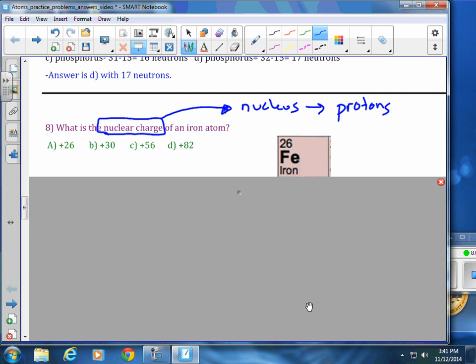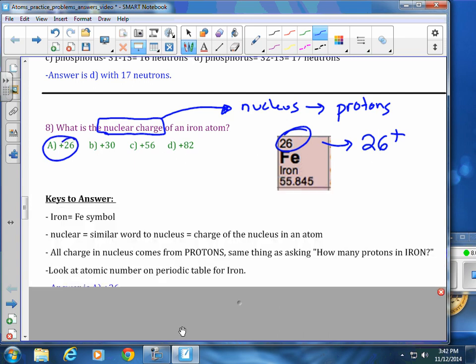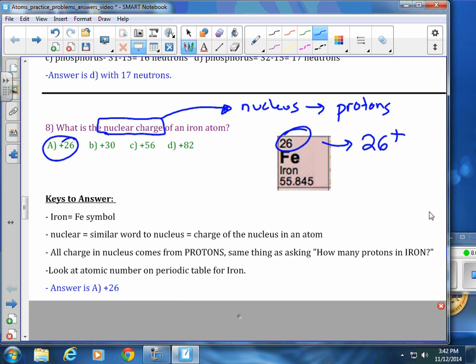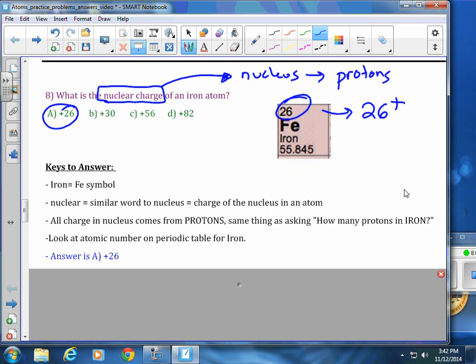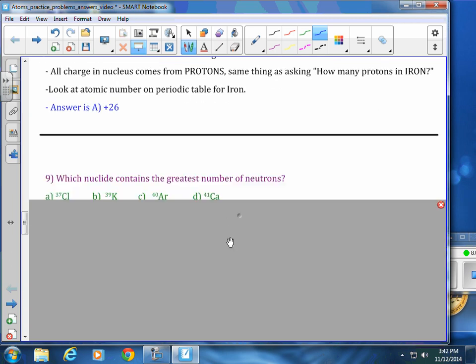So I'd look at my atomic number. Iron has 26 protons, and since all the positive charge in the nucleus is coming from these 26 protons, this iron is going to have a charge of positive 26. And that answer is A. And again, all of that is explained in words down here if my verbal explanation is confusing you. Okay, rolling on, number 9.